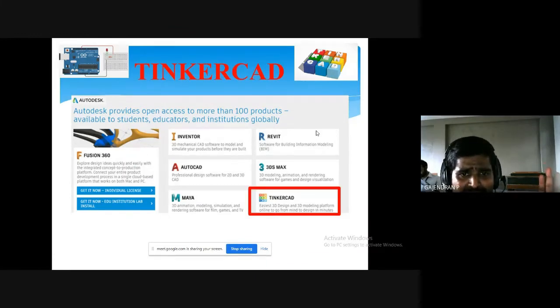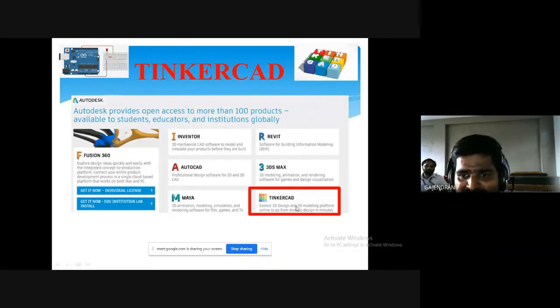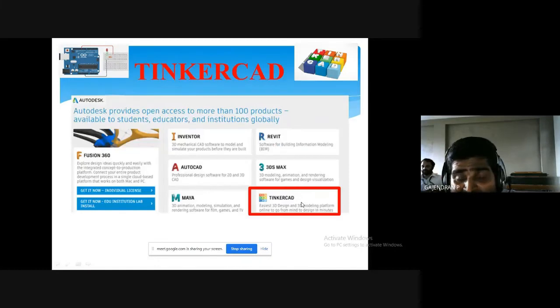Autodesk has a number of software products. The famous software is AutoCAD, which you may be aware of; that is the drawing software. In that, they introduced new software called Tinkercad. Tinkercad is famous for 3D design. The mechanical people also use the same software. Using Tinkercad, you can learn 3D design as well as circuit design.